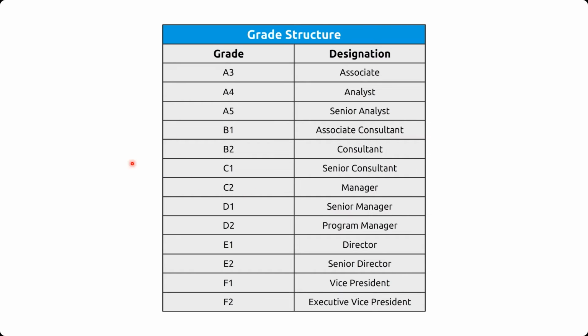Apart from that, you need to understand how it goes on from associate consultant B1 and B2, and even IITs or some tier 1 institutes, which according to Capgemini's classification, also get recruited as associate consultant and consultant. So these two roles are also available for tier 1 institutes. And after that there is senior consultant C1, C2 as a manager, D1 as senior manager, D2 as program manager, E1 as director, E2 as senior director, F1 as vice president, and F2 as executive vice president. So this is how the entire grade works up to the level of CEO. So if you are within the organization, this is how your career graph will go.